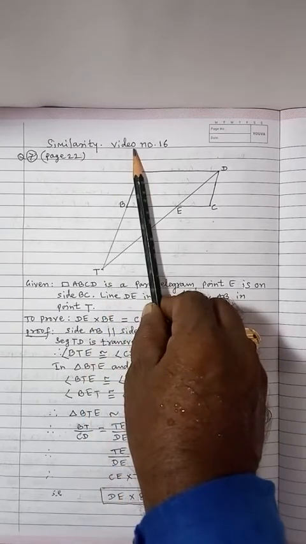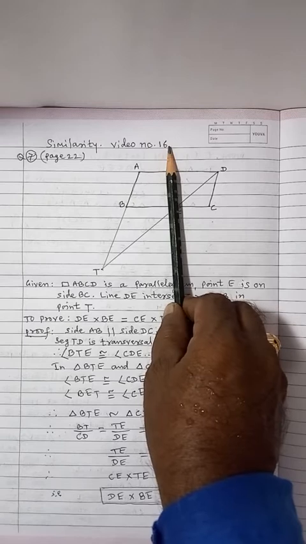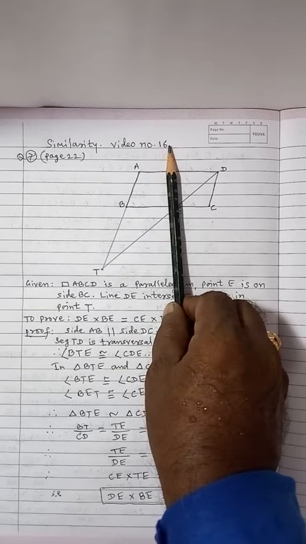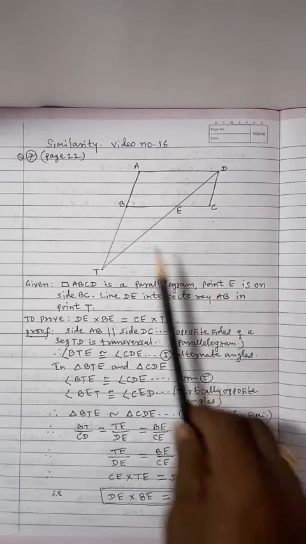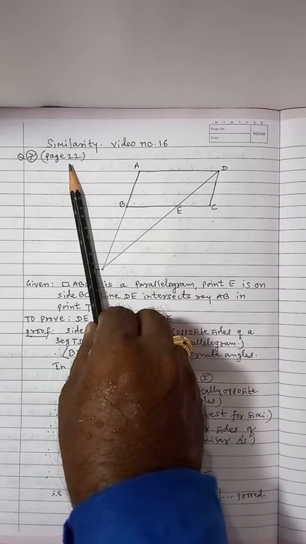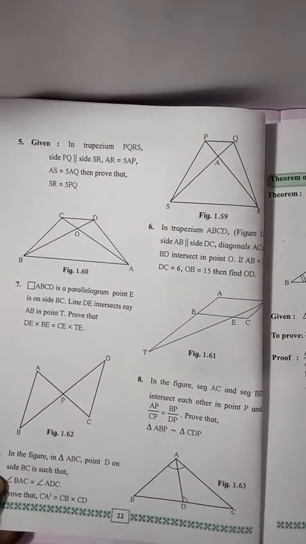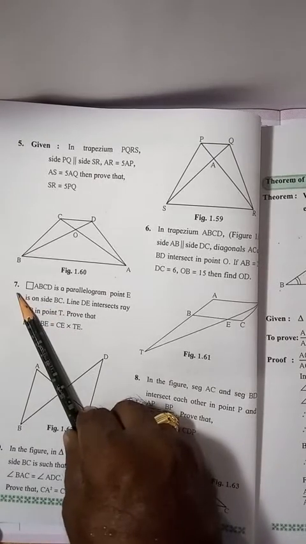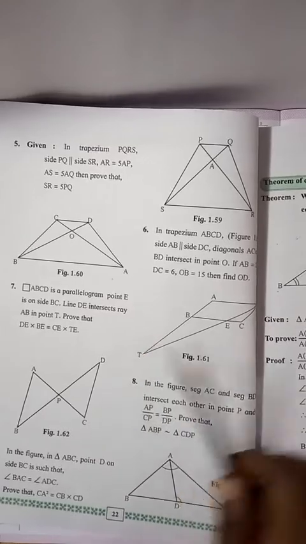Similarity video number 16. Okay, we are solving practice set 1.3. We'll go to question number 7, page number 22. For the question, we'll refer to the textbook. Question number 7, page 22. Now see here, what is the question?